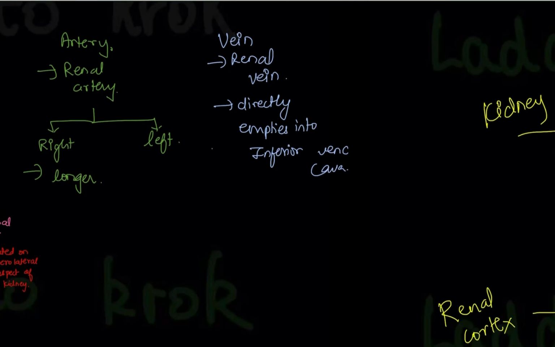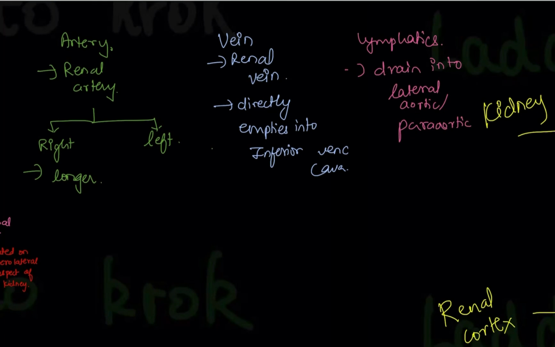Okay. Now lymphatics. The renal lymphatics drain into lateral aortic or para-aortic lymph nodes. Para means beside, lateral means on the sideways. So it's one and the same, you can say. Lateral aortic or para-aortic lymph nodes.